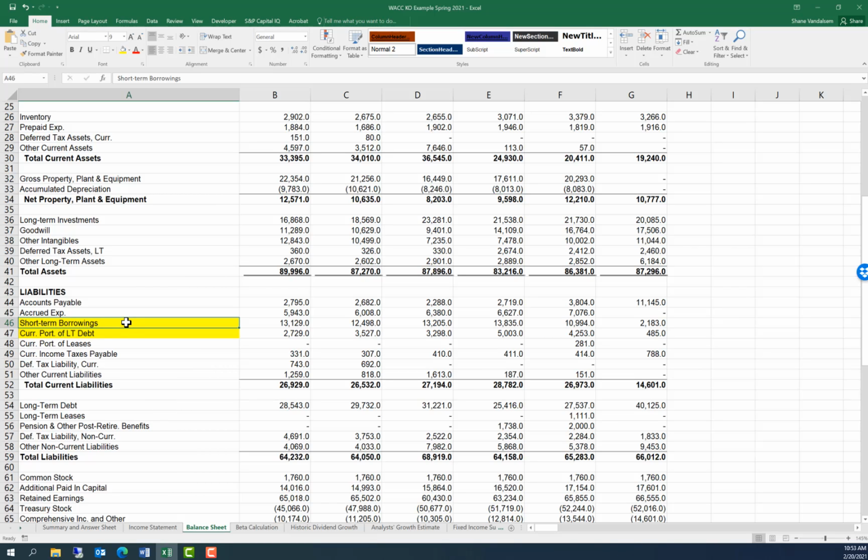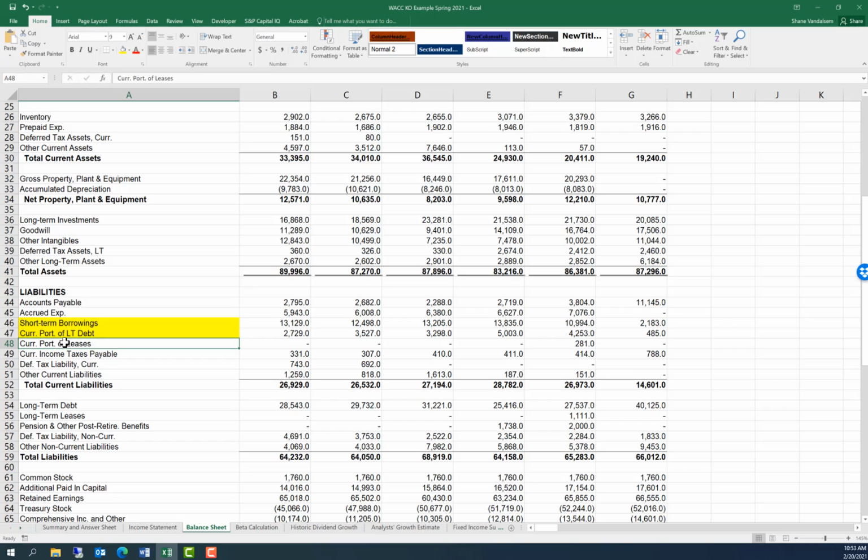But that's an interest-bearing debt, so we want to include it because that's an investor-supplied debt. The current portion of long-term debt is if the firm has a term loan or has bonds coming due in the next year, some principal value of bonds coming due. That's going to go into that area there. It's the part of the long-term debt coming due in the next year.